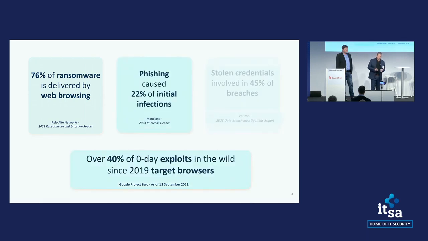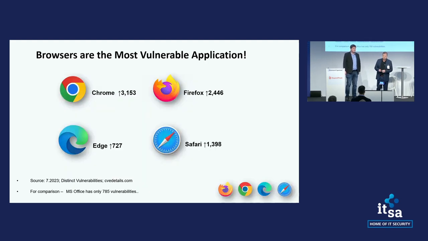If you read the statistics like I do, 76% of ransomware is delivered by browsers. 40% of all 0 days are aiming and targeting browsers. When we are talking about 0 days, by the way, I think it was something like 3 or 4 weeks ago when Google released another CVE for a 0 day. And these things happen a lot.